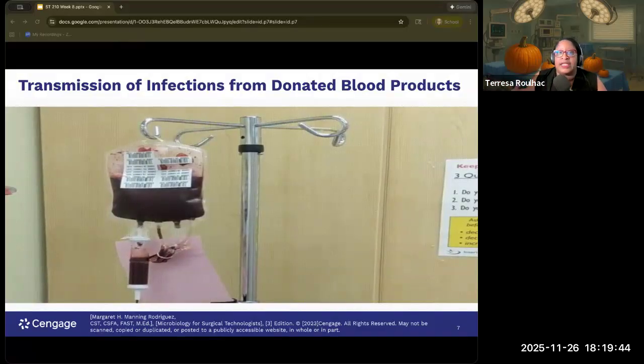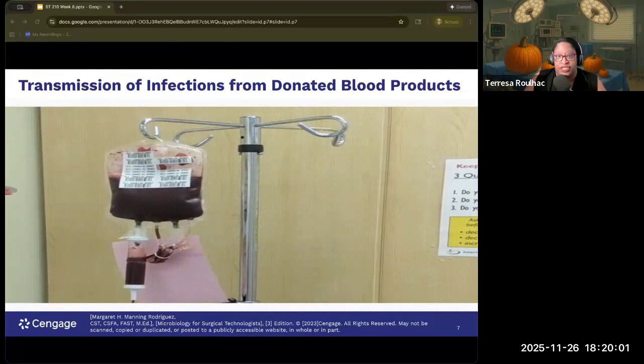Now, with any type of blood transfusion, there is a risk, but these blood transfusions are usually safe and life-saving. But again, there is that small risk of infection if the blood is contaminated.